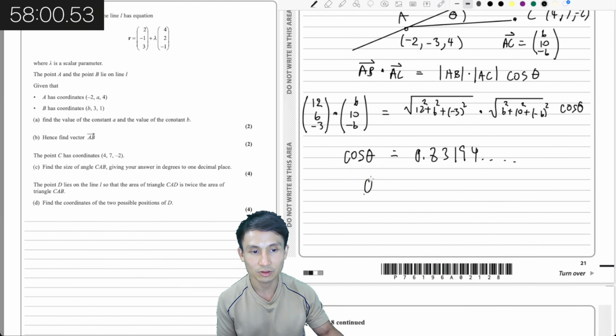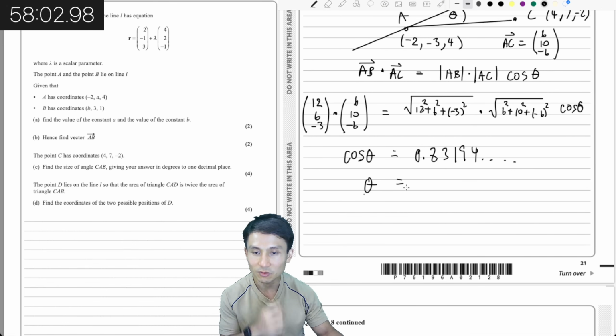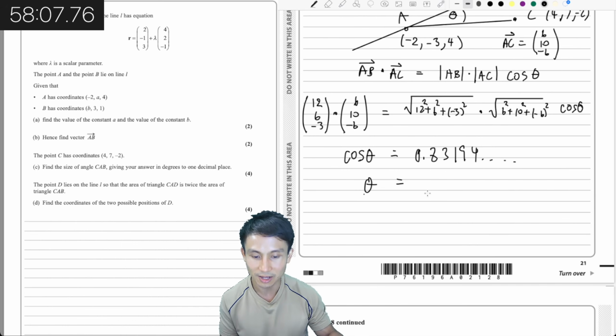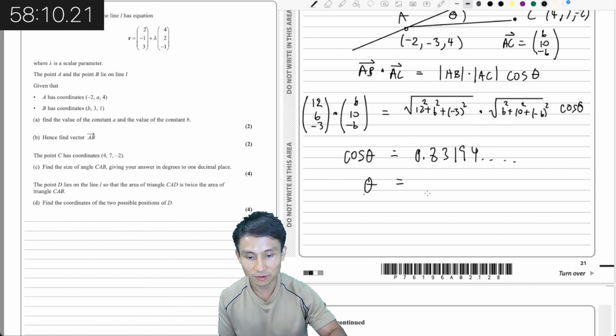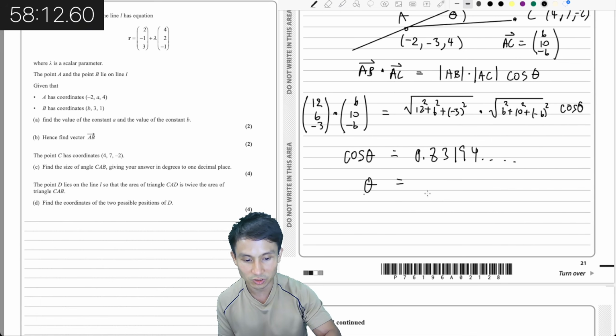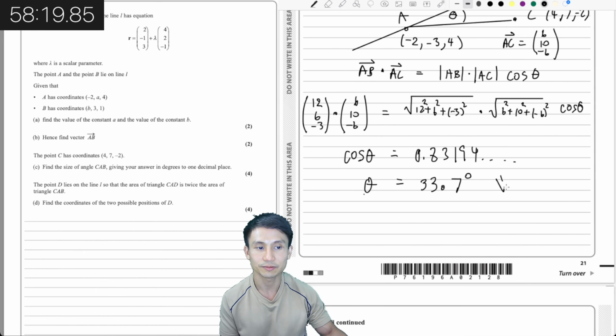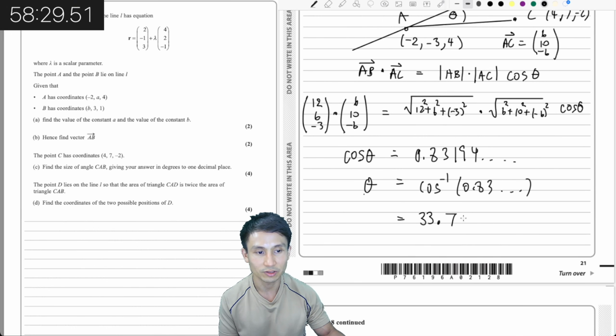So theta here, we want the size in 1 decimal place in degrees. I'm in radians right now, so I need to switch to degrees. And then we put that to answer first. We clear the calculator. We do arc cos answer, and that is going to be the degree in 1 decimal place. All right, let's just do it properly. Arc cos 0.83 and so on. So I get 33.7 there in 1 decimal place. Okay, and that's the answer.